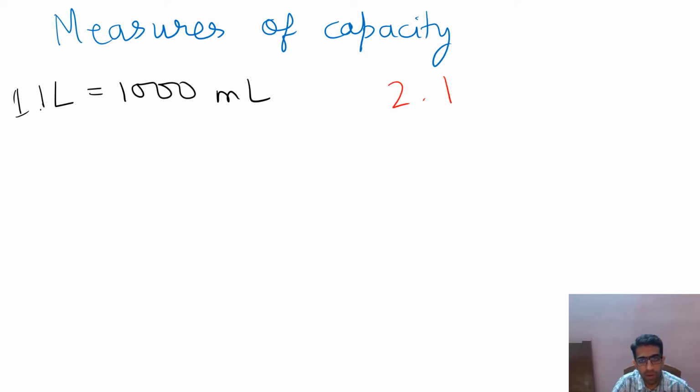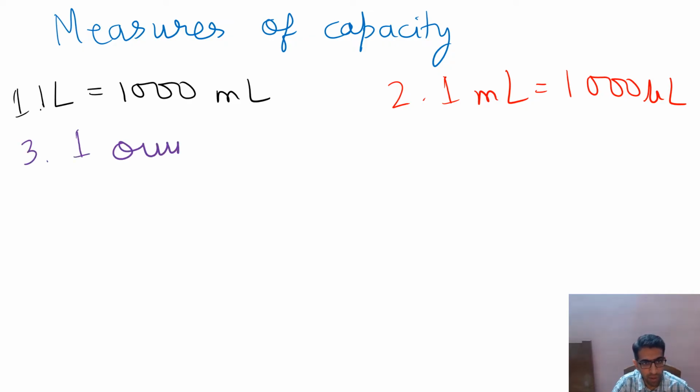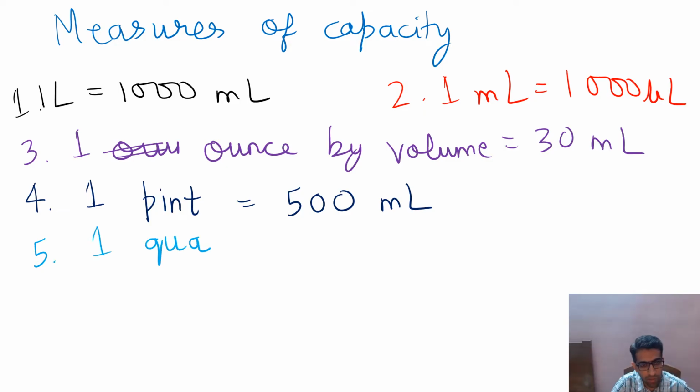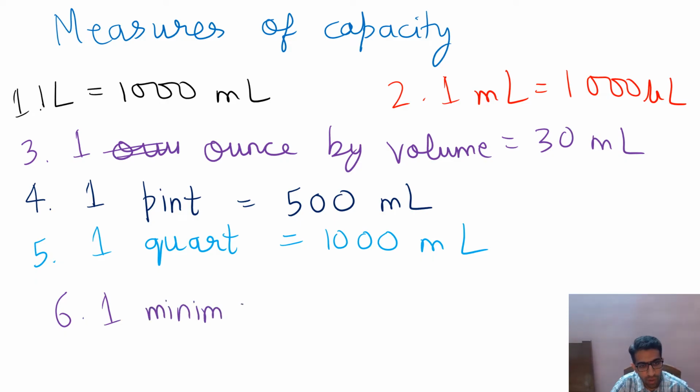The second one is 1 milliliter is equal to 1000 microliter. Basic stuff, very important, and people tend to forget this. 1 ounce by volume is equal to 30 ml. Then 1 pint is equal to 500 ml. Then 1 quart is equal to 1000 ml. Finally ending this with 1 minim, which is equal to 1 drop. 1 minim is equal to 1 drop.